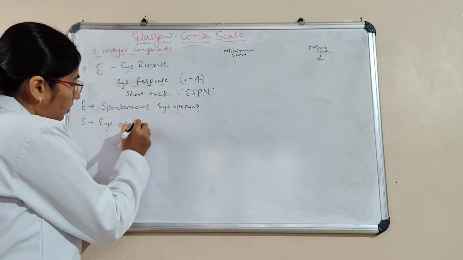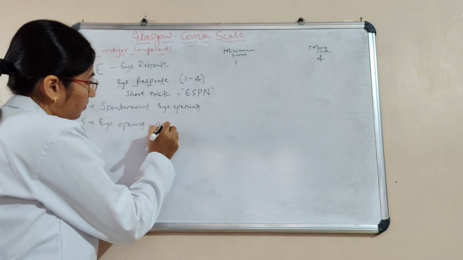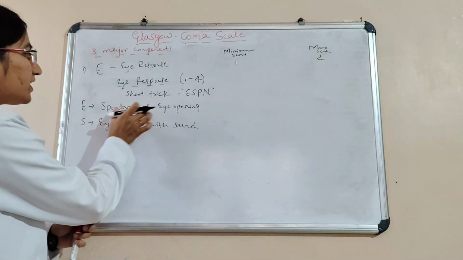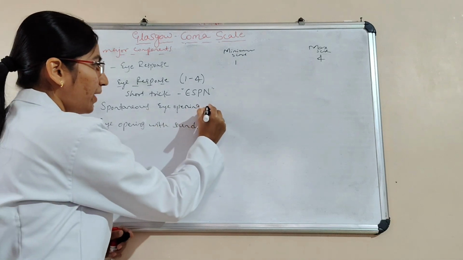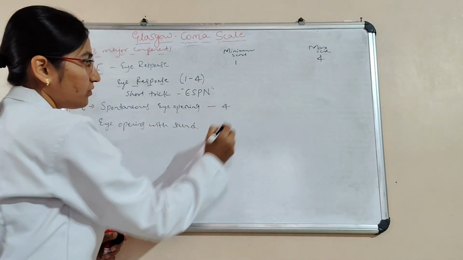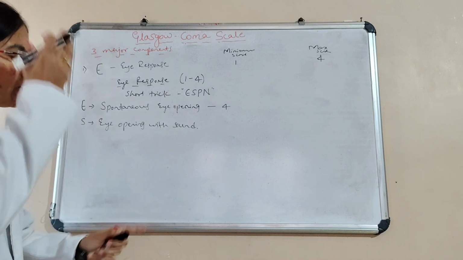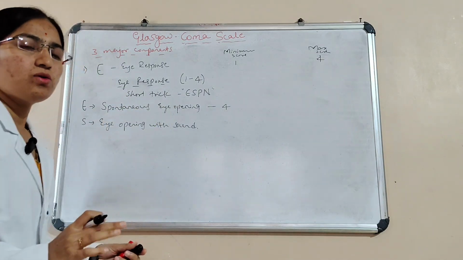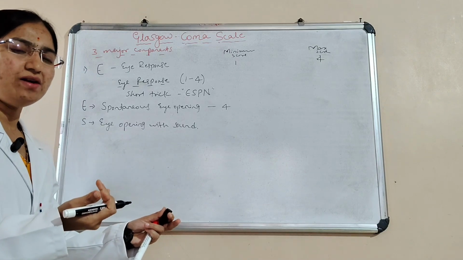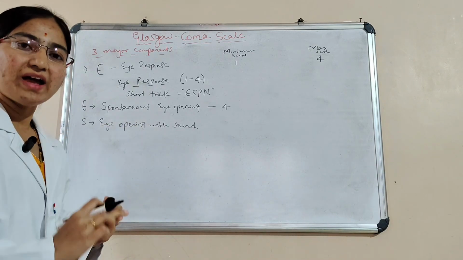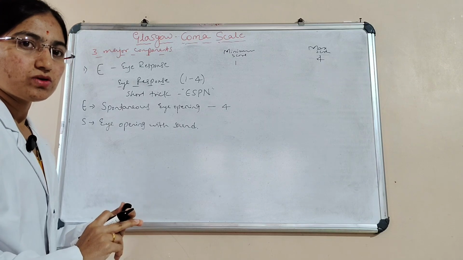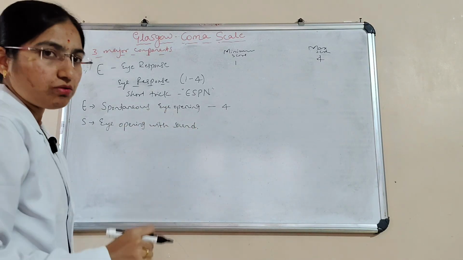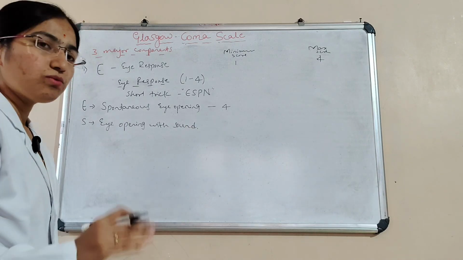Eye opening with sound. Okay, we'll see the score here. Spontaneous eye opening, we can give the maximum score, that is 4. Spontaneous eye opening: the client is there in the ward. When one person enters the ward, that client suddenly sees the person. That client is going to see the person. We can give 4.